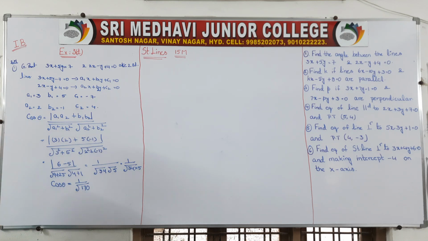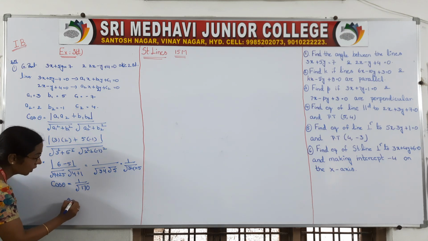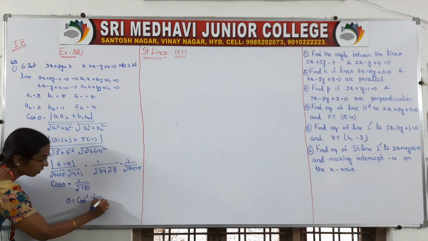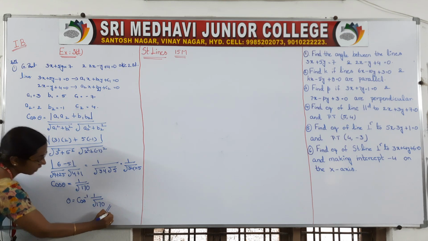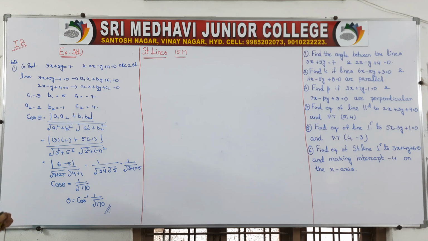The question is to find the angle between the 2 lines. So angle means only theta, not cos theta. So theta is equal to cos inverse of 1 by root 170 is the answer of this question.